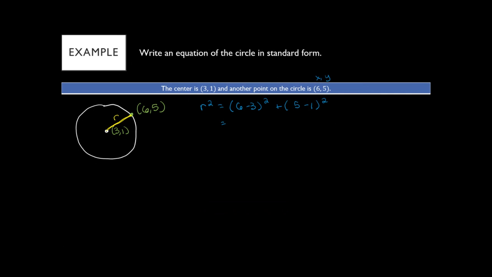So 6 minus 3 is 3, so this is 3 squared. 5 minus 1 is 4, so 4 squared. 3 squared is 9, 4 squared is 16. 9 plus 16 is 25. So r squared is 25.